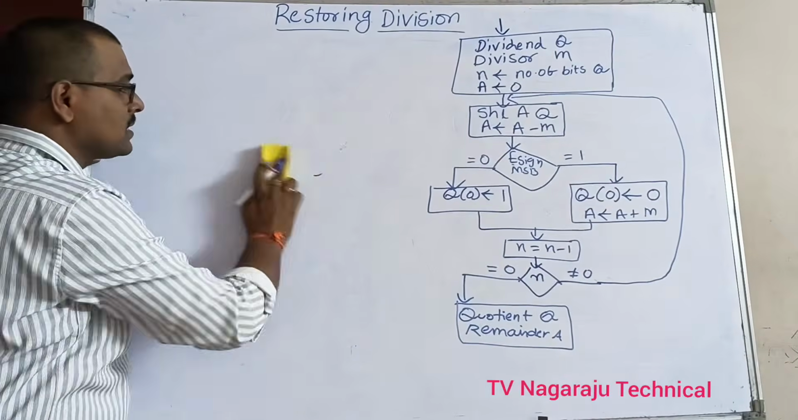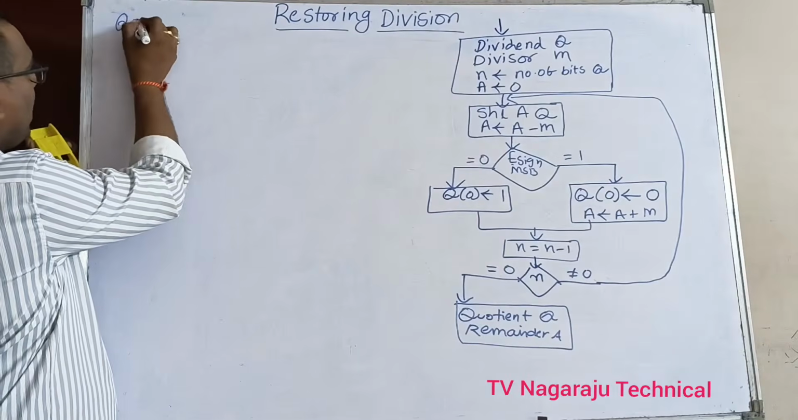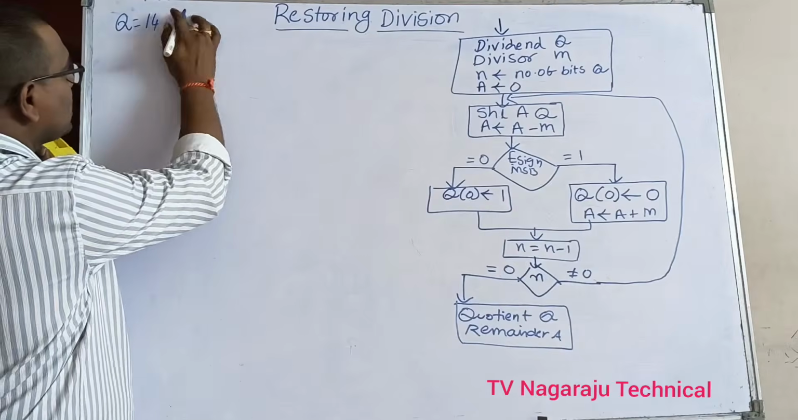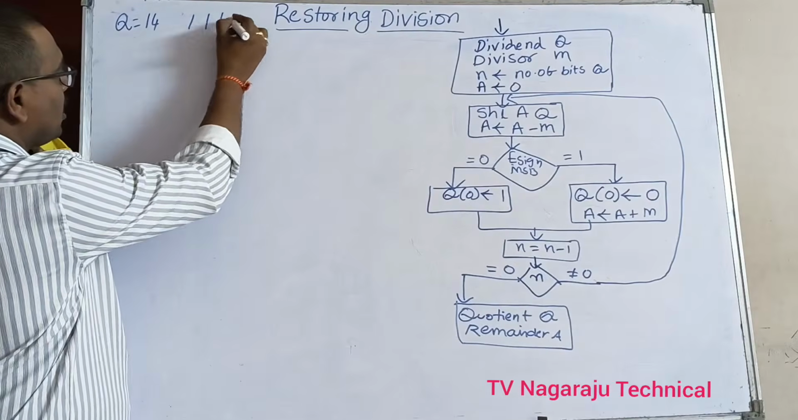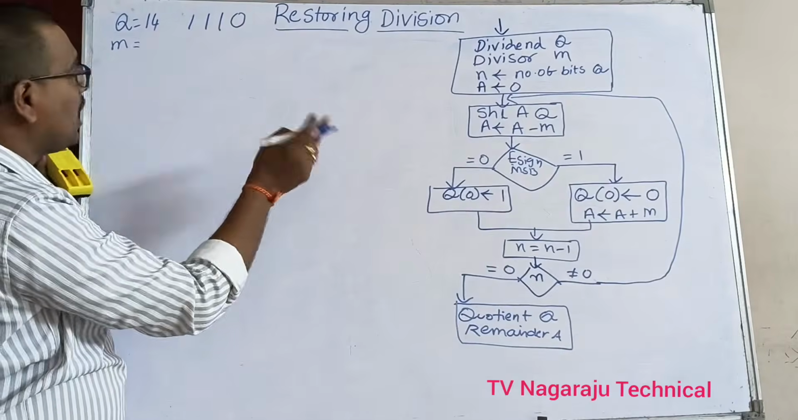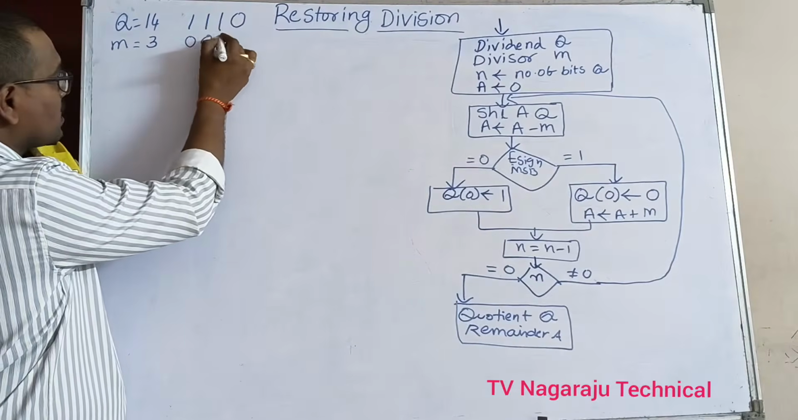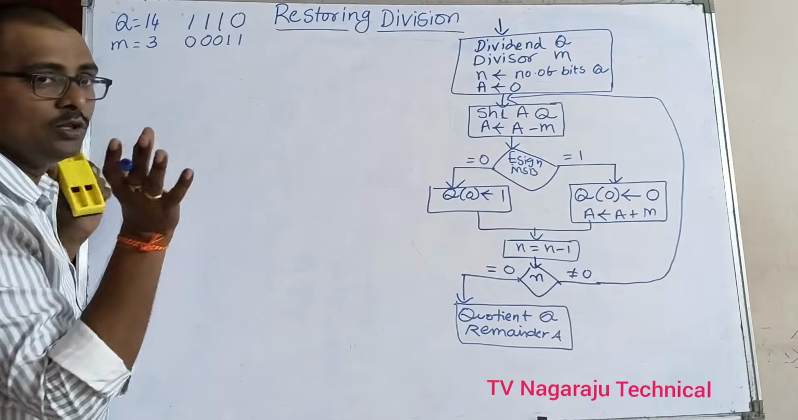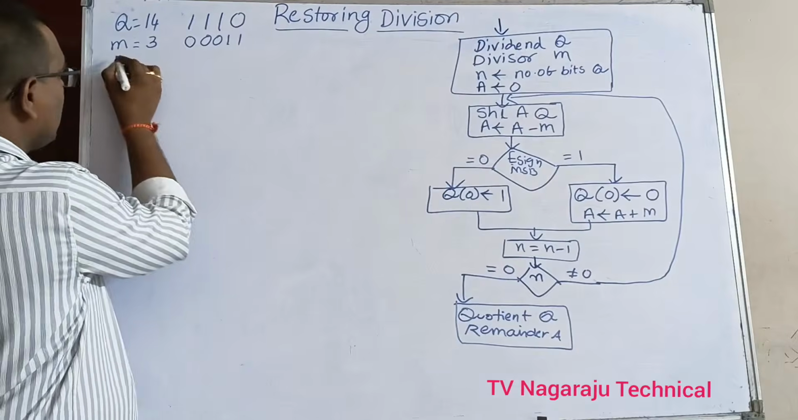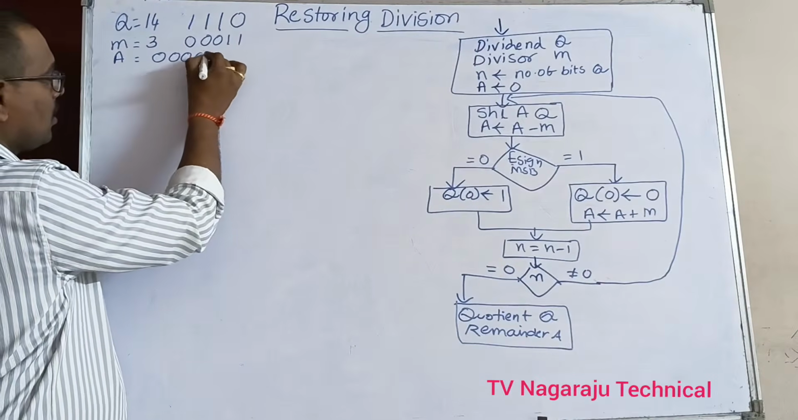Let us discuss this algorithm by considering one example. Assume I have a dividend Q, and the number is 14. What is the binary representation? 1110. M is my divisor. Assume my divisor is 3, and the binary representation is 11. I used 5 bits for representing the divisor. Obviously, A is also 5 bits.